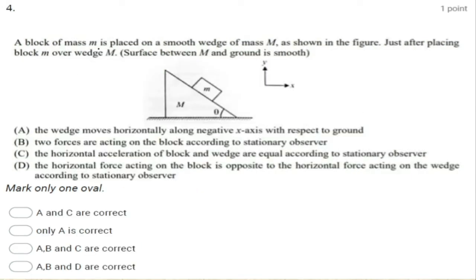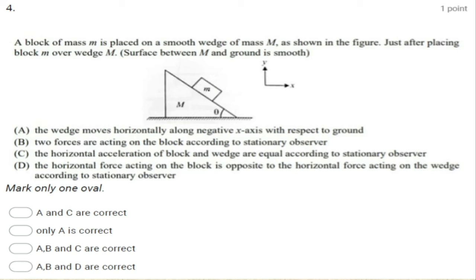A block of mass small m is placed on a smooth wedge of mass capital M as shown in the figure. Just after placing block m over the wedge M, what all things will happen here? Four options are given. You have to find one by one how many options are correct here. First option: the wedge moves horizontally along negative x-axis with respect to the ground. Is that correct or not?